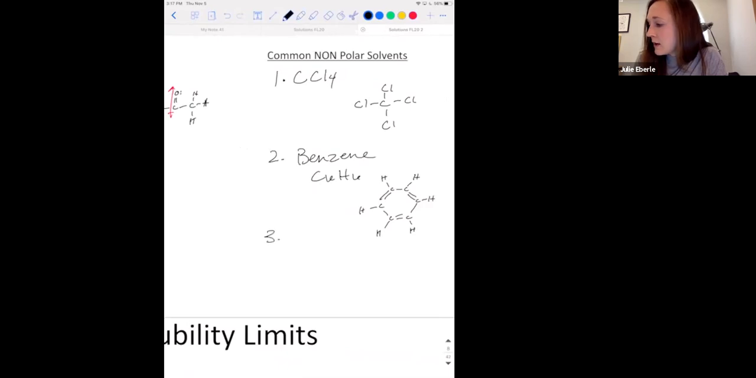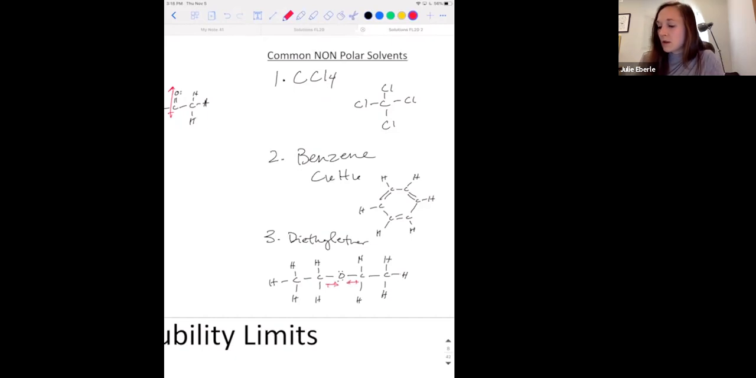And then 3, diethyl ether. And so ether groups are like this. This is the last one. There are 2 carbon groups. Then you got an oxygen in the middle, and then you got another 2 carbon group. So because it's symmetrical, those dipoles pointing towards oxygen would cancel. There should be dipoles right here, boom and boom. And because they cancel, that molecule is nonpolar.